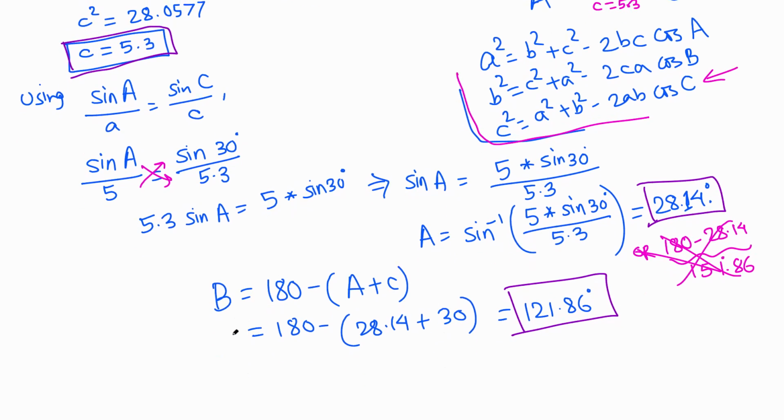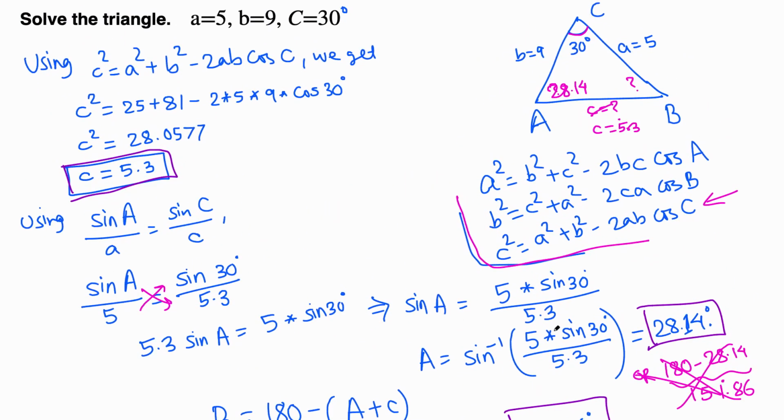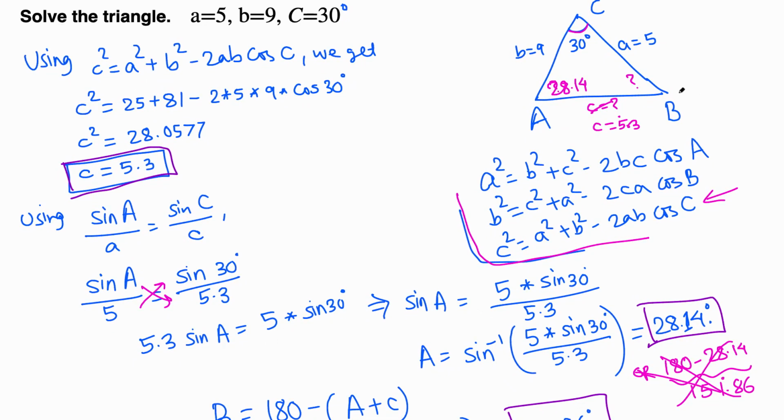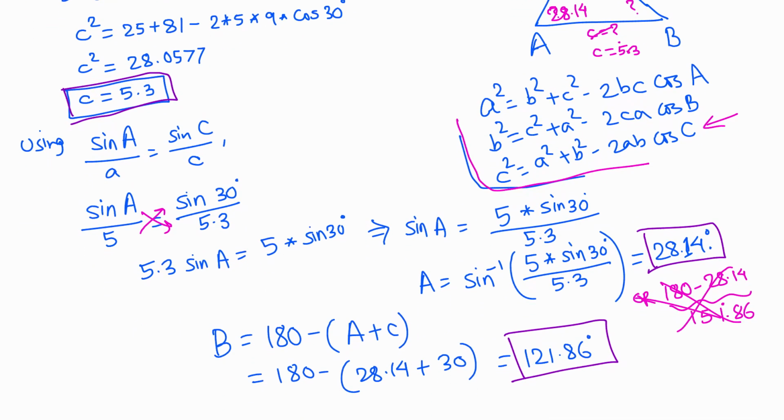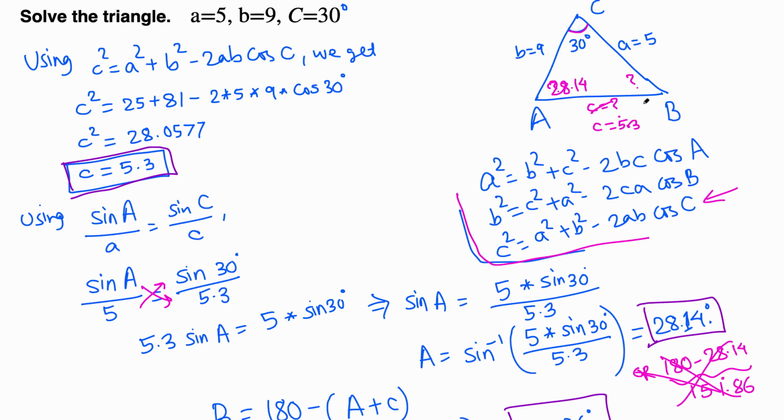And by the way, we found B to be the biggest angle. That means lowercase b should be the largest side. Yeah, we found that angle to be 121, and the corresponding side b is the longest. This is 9, this is 5, and 5.3. So our answer makes sense.